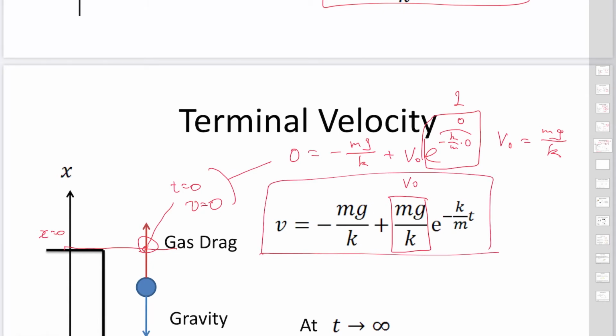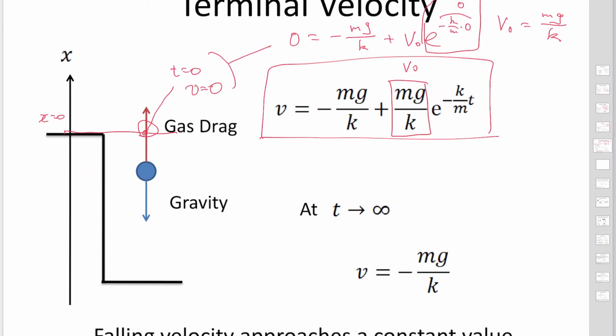What happens as t goes to infinity? The exponential minus k over m t approaches 0, so the second term vanishes, and only the first term remains for the velocity: v equals minus mg over k. We call this the terminal velocity. The falling velocity approaches a constant value, the terminal velocity.